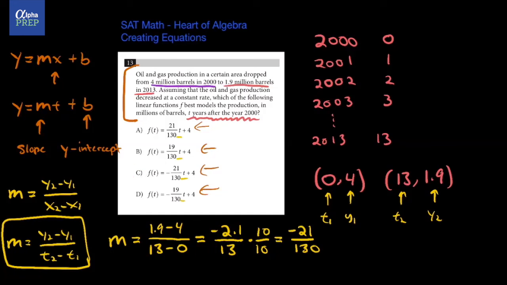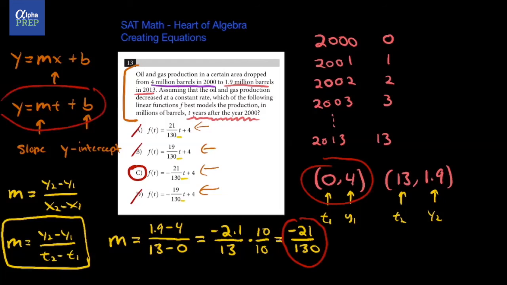So if we look at our answer choices, we can actually eliminate any that don't have negative 21 over 130 as the slope. And that's actually all of them except for 1. So the only answer that could possibly be correct is C. So we can stop here. You could always go the extra step and find the y-intercept by taking the slope, taking a point, and then plugging it into slope-intercept form and solving for b, but that's not really necessary here.